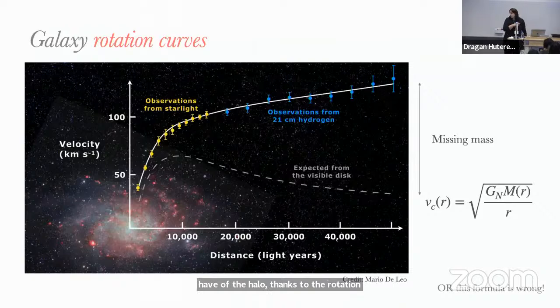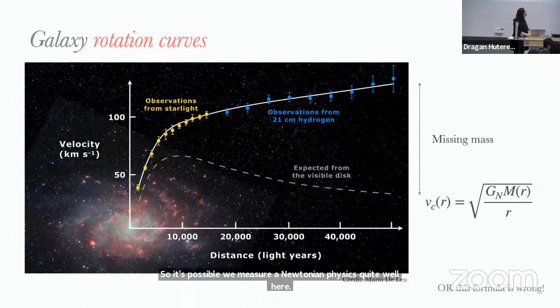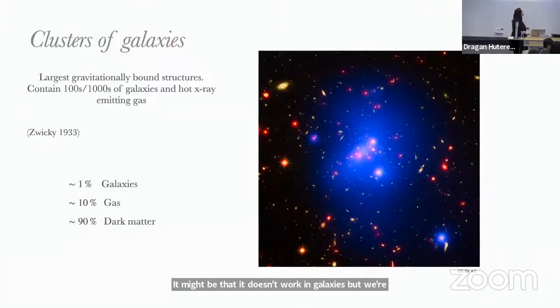Or this formula is wrong. It's possible. We measure Newtonian physics quite well here. It might be that it doesn't work in galaxies, but we're going to talk about this hopefully at the end of this talk.